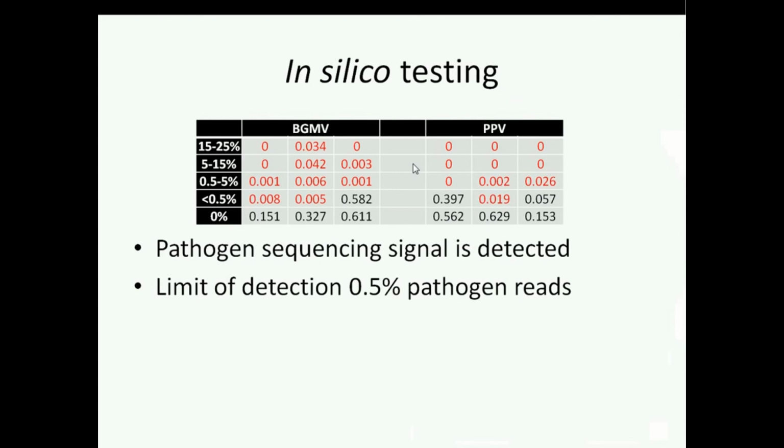And in silico testing, just to show you that yes, it does work. These are all p-values. We are able to detect down to less than 0.5% or 0.5 to 5% of a metagenome sample of the reads being pathogen. We're able to detect it fairly consistently. And we can detect down to less than 0.5% of pathogen reads in a metagenomic sample.